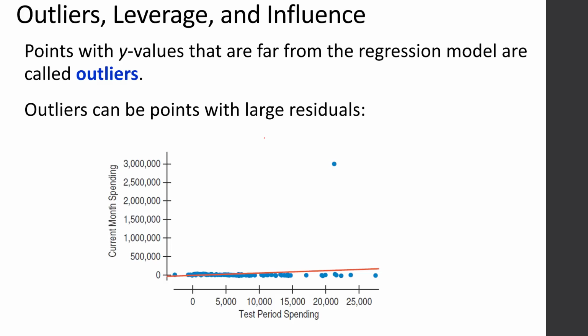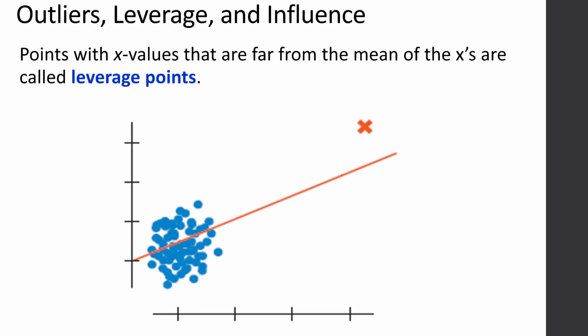All right, and our last topic in simple linear regression is outliers, leverage, and influence. We're going to visit these much more in depth in multiple regression, but we're going to introduce them now so you get an idea of what they are. Points with y values that are far from the regression model are called outliers. Outliers can be points with large residuals. Notice how this point is way above the line, so that's going to have a large residual.